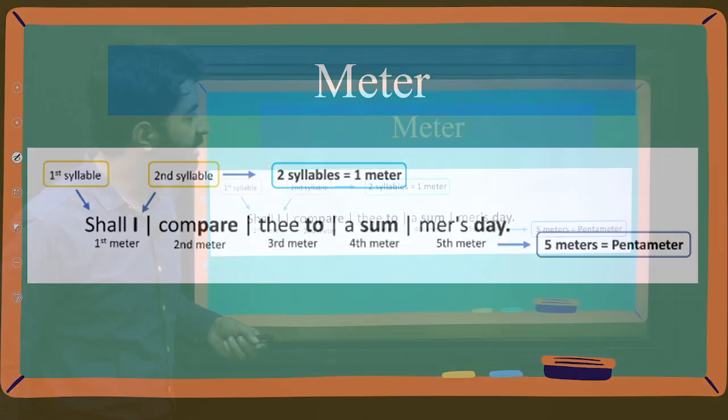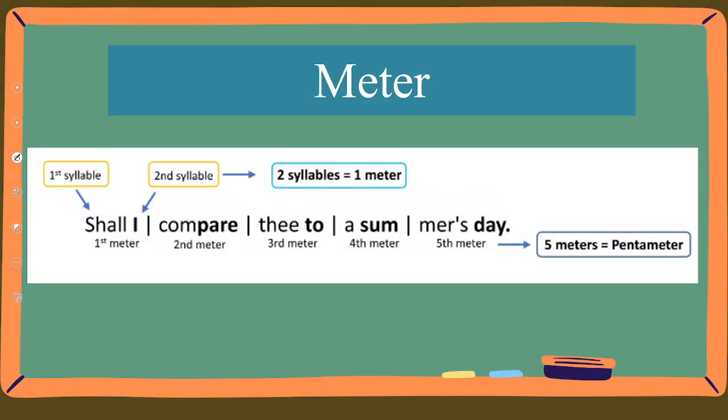Here you can look at this example. Shall I compare thee to a summer's day? Now, here we have two syllables which make one meter. Second meter, third, fourth, and fifth. So we have 1, 2, 3, 4, and 5 meters, which we call pentameter.